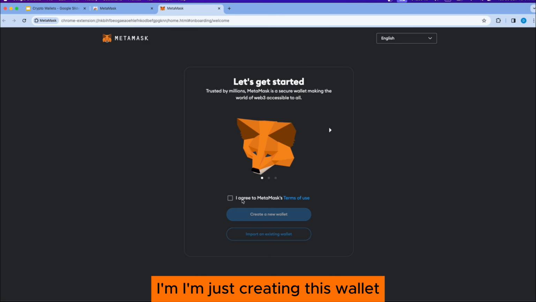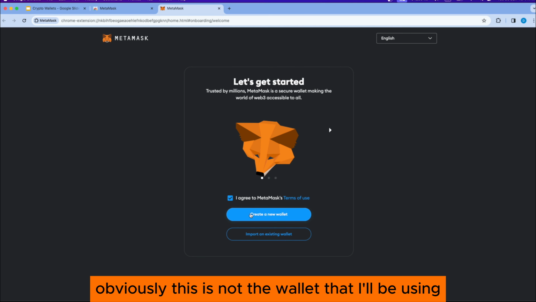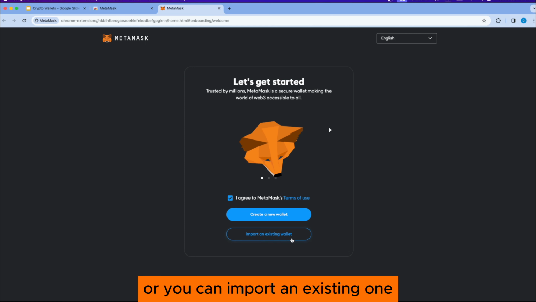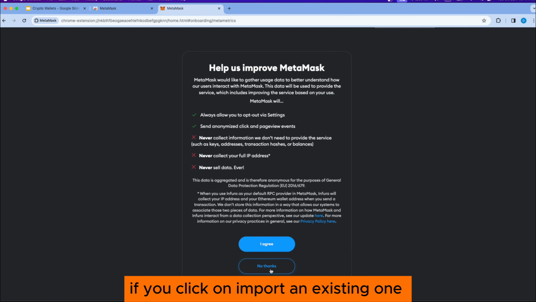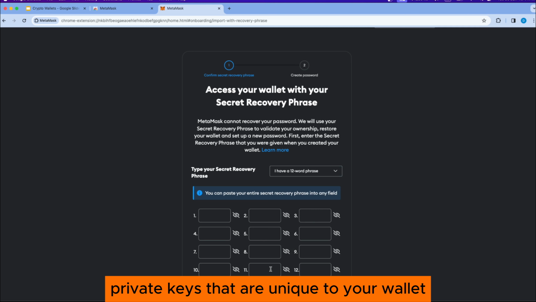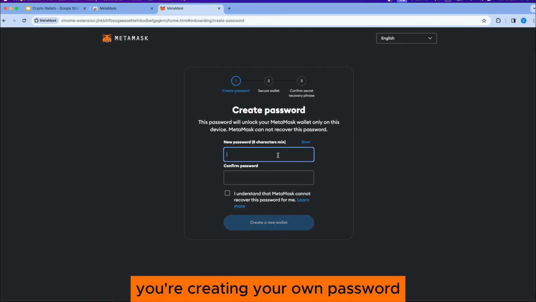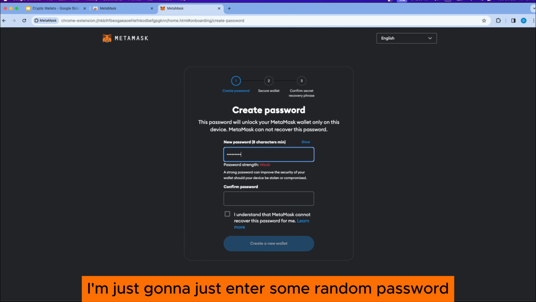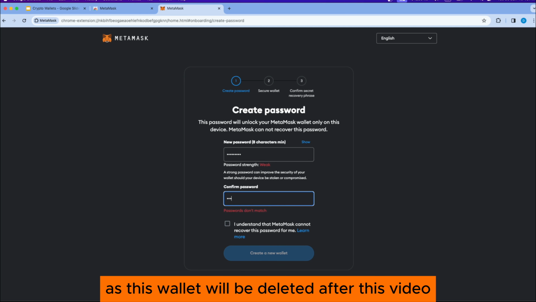I'm just creating this wallet as an example. Obviously, this is not the wallet that I'll be using. So you can create a new wallet or you can import an existing one. If you click on import an existing one, you'll have to input the 12, 18, or 20 word pattern private keys that are unique to your wallet. Let's just go back. And in my case, I'm just creating a new wallet. You're creating your own password. I'm just gonna enter some random password, as this wallet will be deleted after this video.